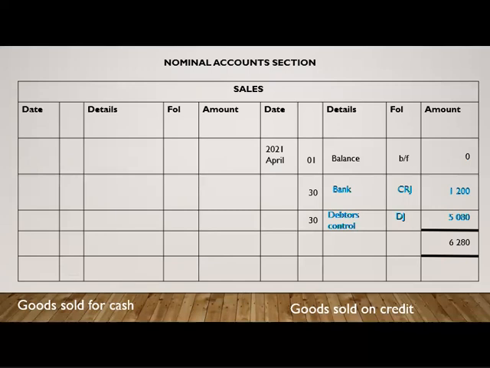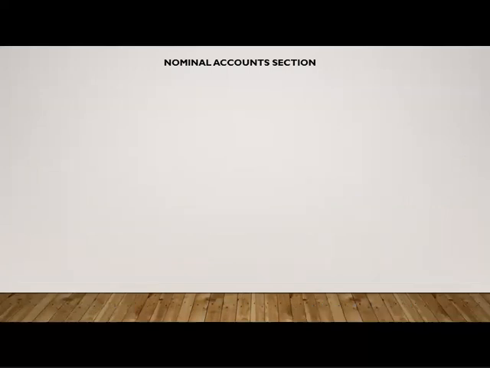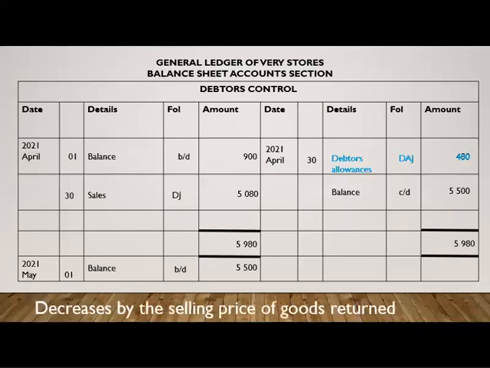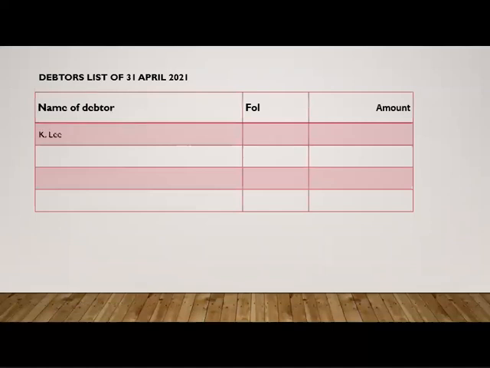All right. And I just want to go back to our debtors control. The balance brought down for our debtors control, how much is it? It is 5,500. It must be the same as the total in your debtors list. Let's check how much it was here. It should be 5,500 as well, which is indeed correct.